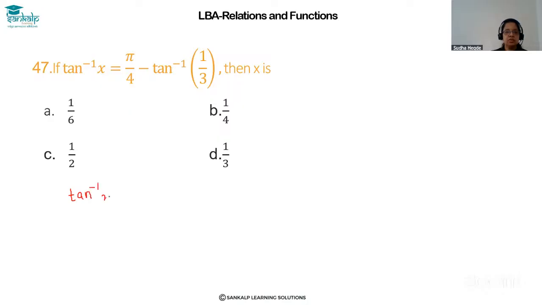Tan inverse x is equal to pi by 4 minus tan inverse 1 by 3.